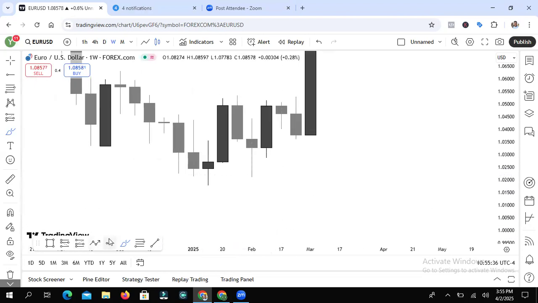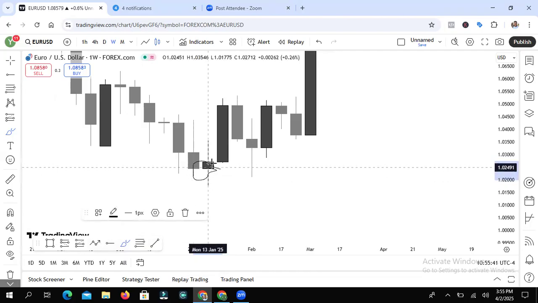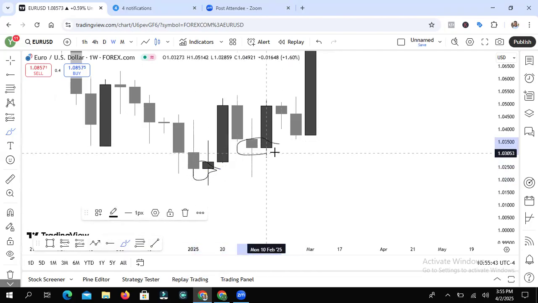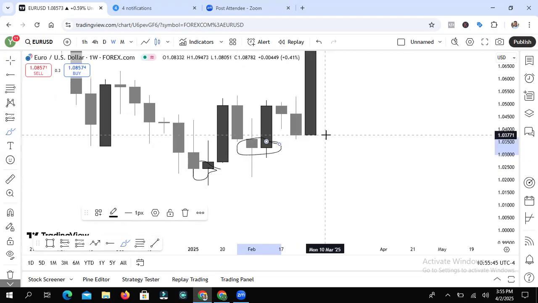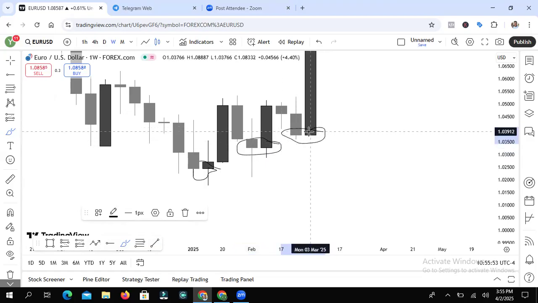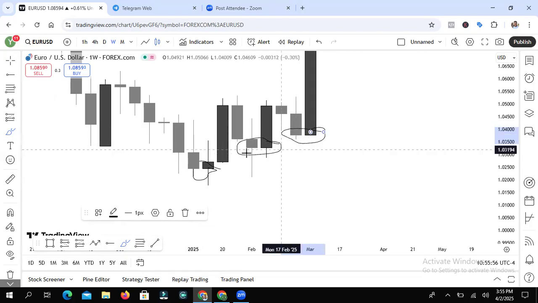This is a V-shaped key level right here. Let me just show you examples. This is a V-shaped key level right here. This one here is another V-shape. Like I said, a buy and sell candle that has its open and close on the same price. Look at this one right here. Look at this low right here. This is a V-shaped key level.